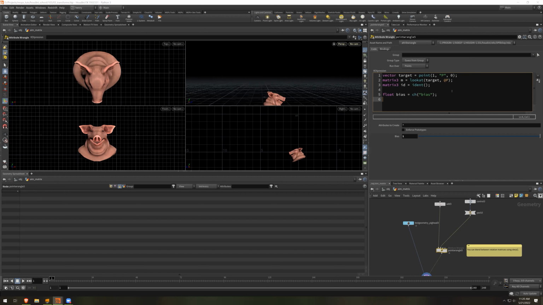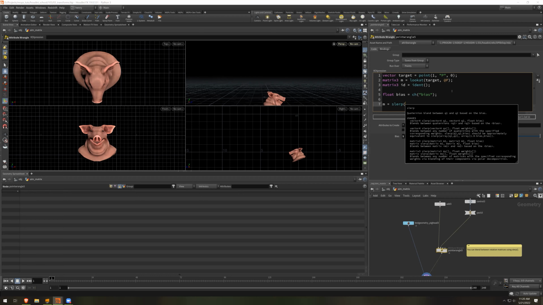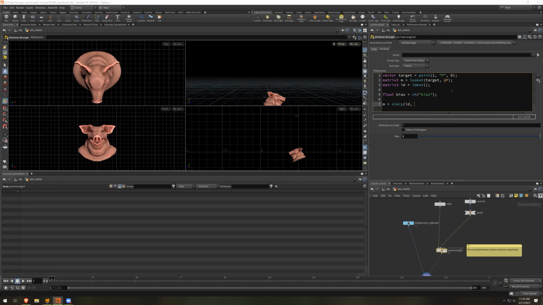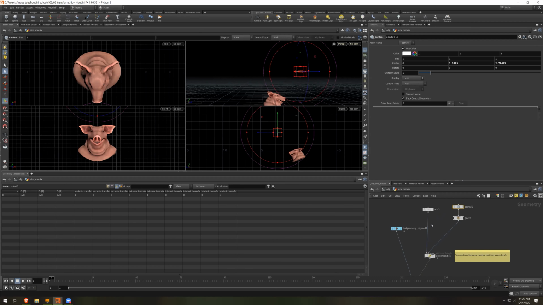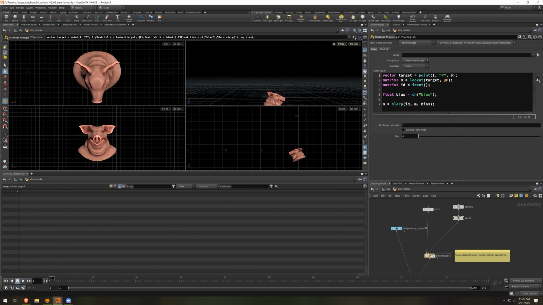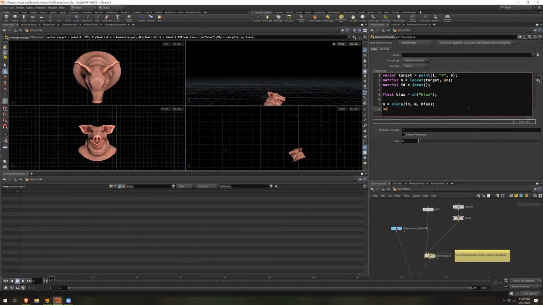Then I'm going to say M, the matrix that I want to output, is going to be slurp, which is basically blending orientations. I'm going to blend between the identity matrix, so no operation, and our aimed version of this, using that bias value, which is a 0 to 1 value, where 0 is the identity matrix and 1 is our aimed matrix. Now when I do this, I need to, oh, I forgot to bind it to transform. So @transform equals M, and now copy to points is reading it.